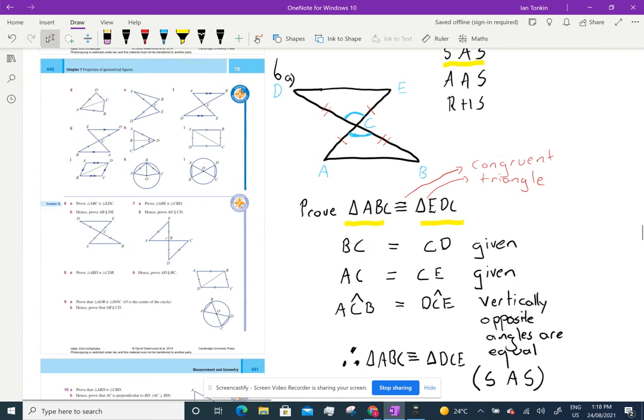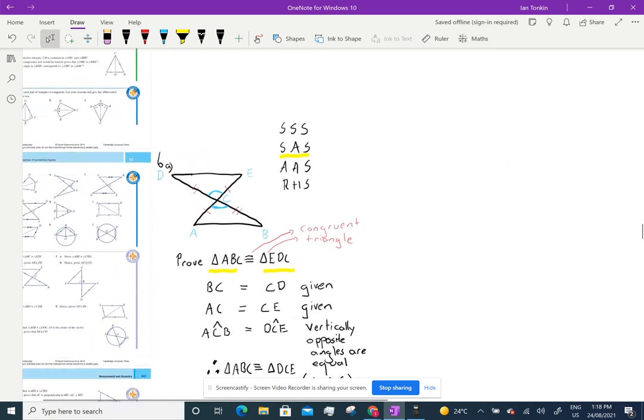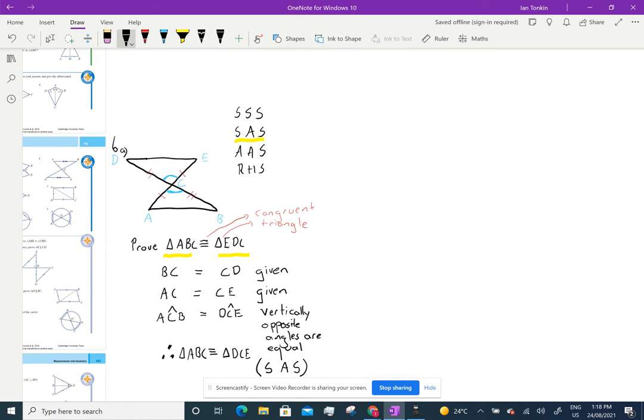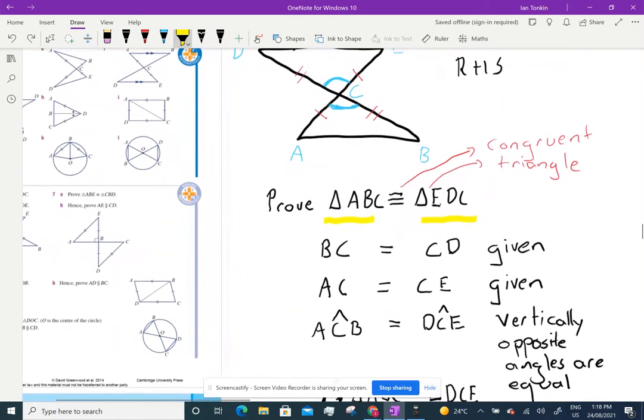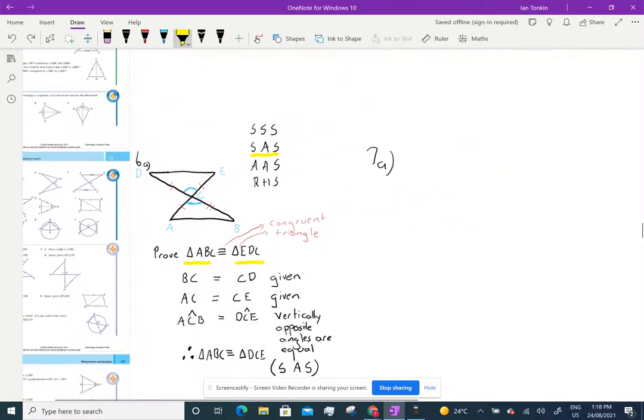Why don't you give 7 a go? I'm going to give 7 a go, but I want you to have a go at it and then try and watch it. So pause the video, give it a crack. So here's 7. So hopefully you've given it a go. Again, we're going to be using one of these. So 7. Let's have a look at the diagram. Very similar diagram to the one previous.